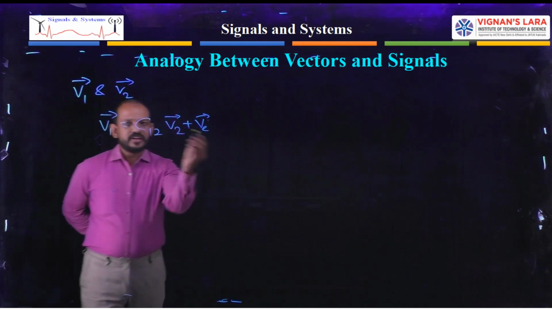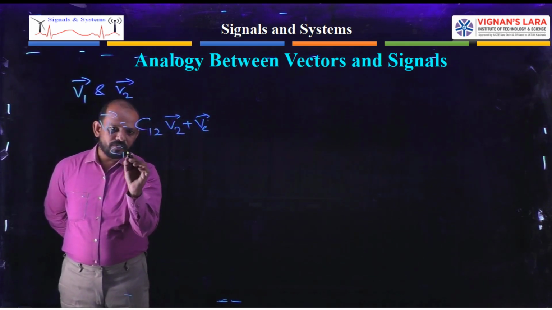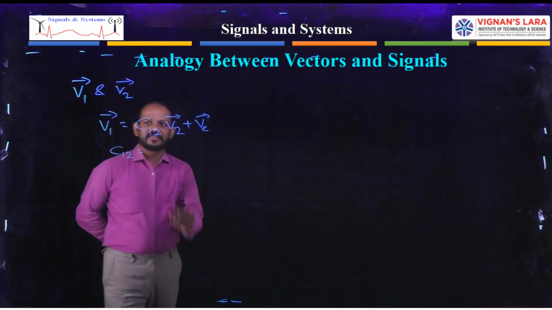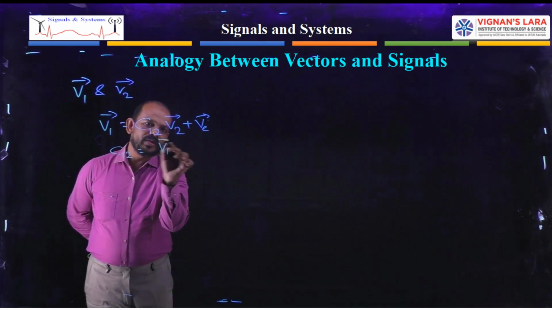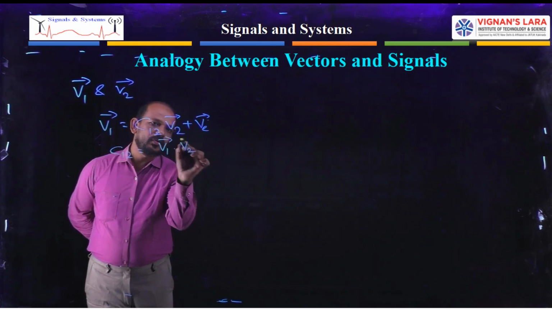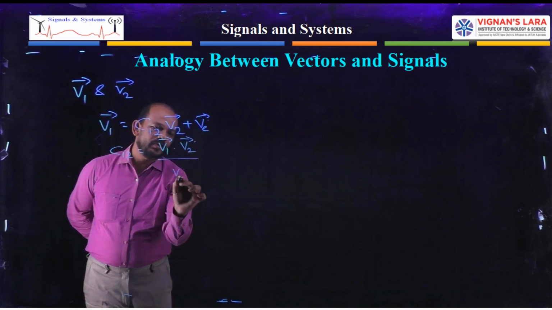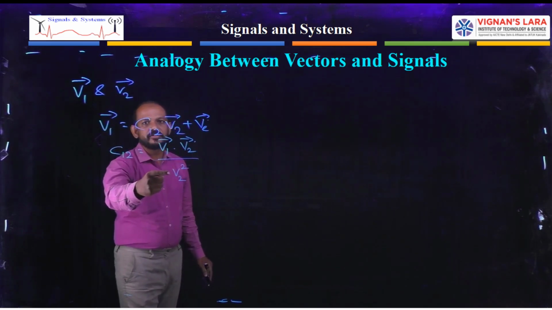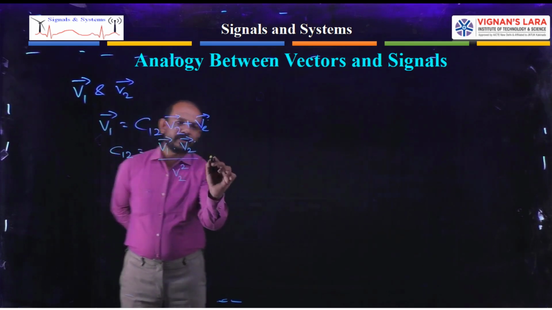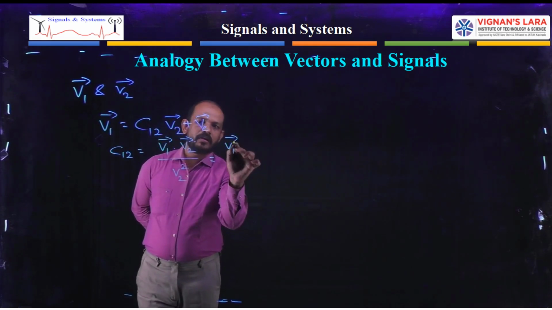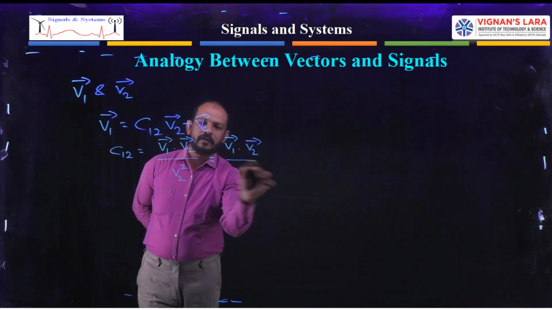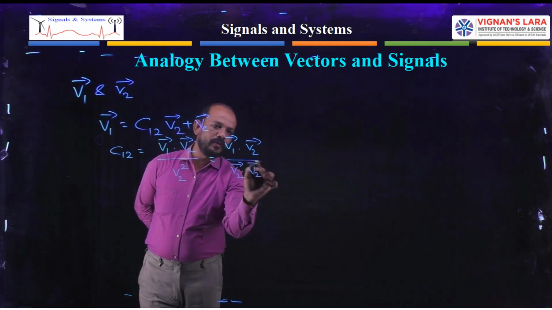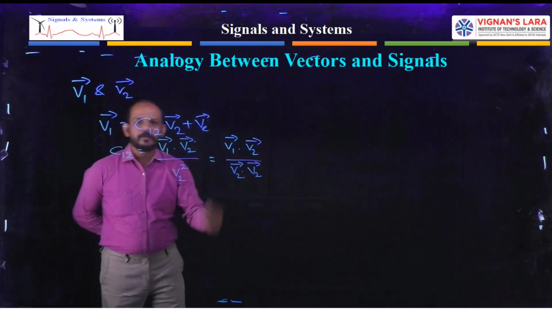After that, I went for the value of C12. Here the value of C12 is nothing but V1 bar dot V2 bar by V2 square, where V2 square is the magnitude. This can also be written as V1 bar dot V2 bar by V2 bar dot V2 bar. You can write both the same.